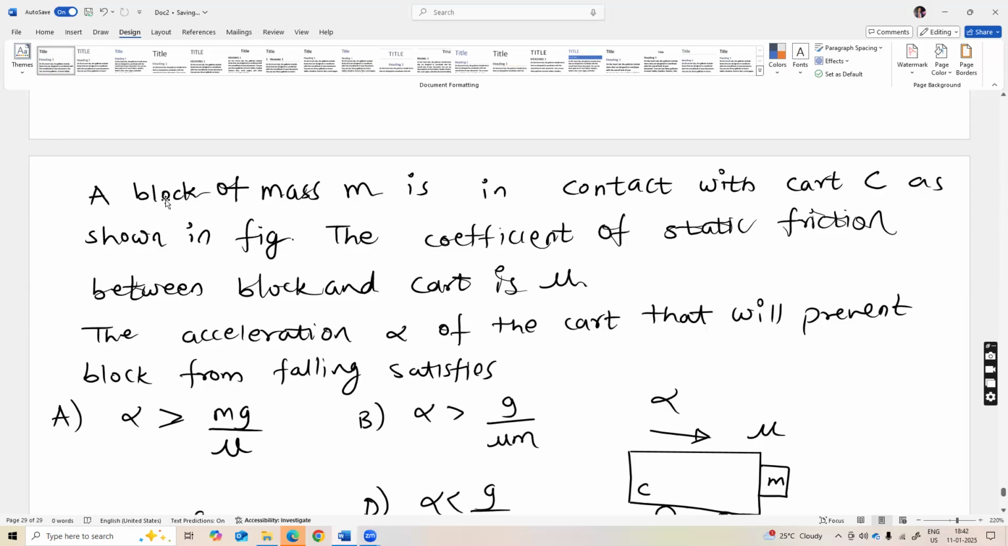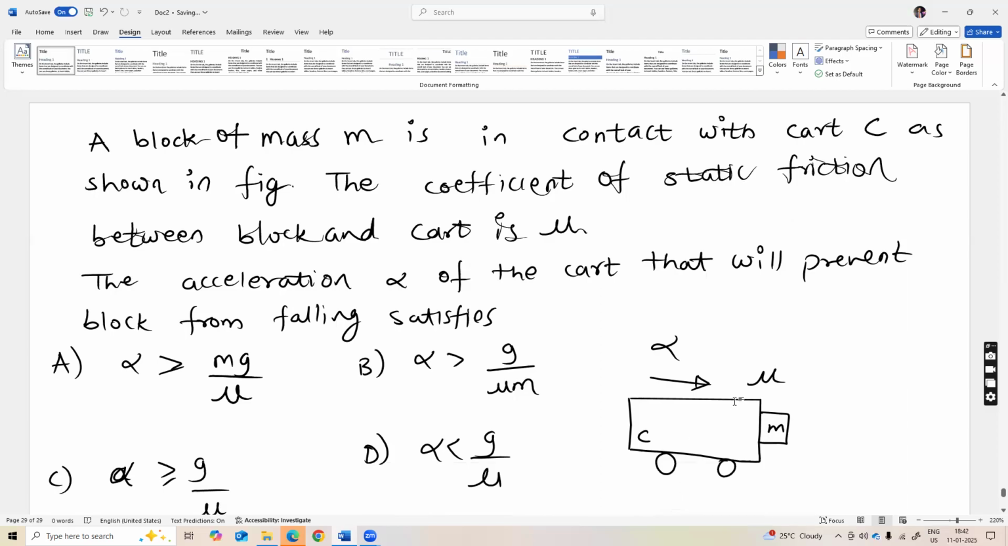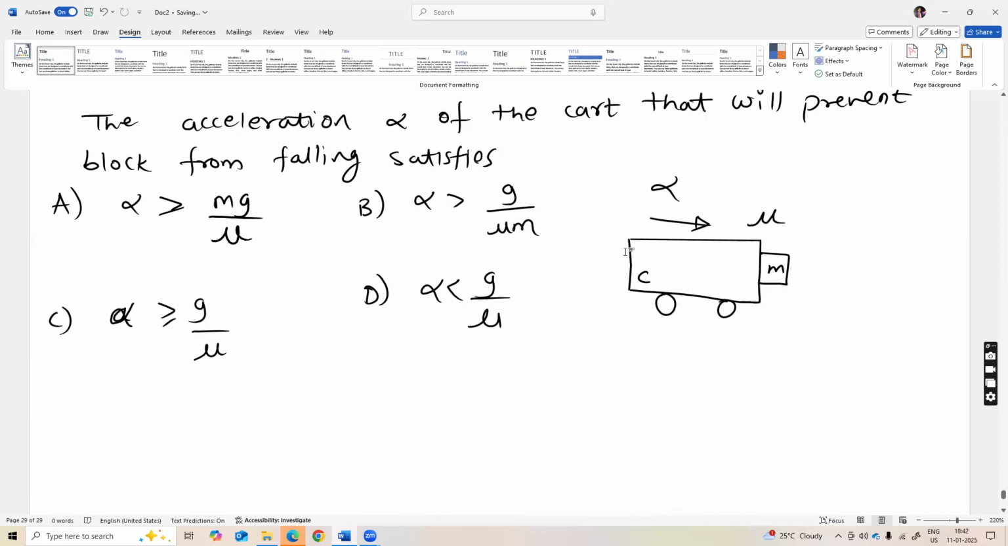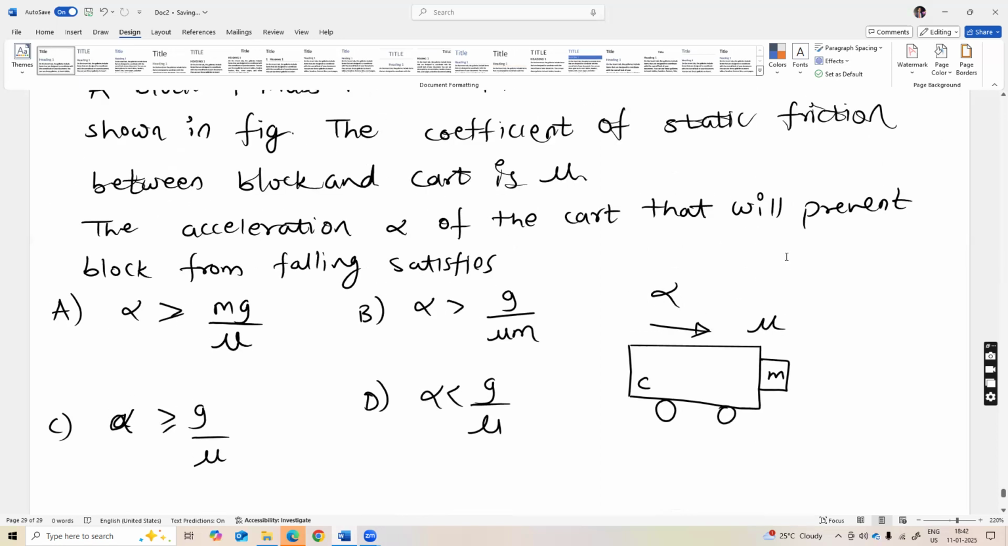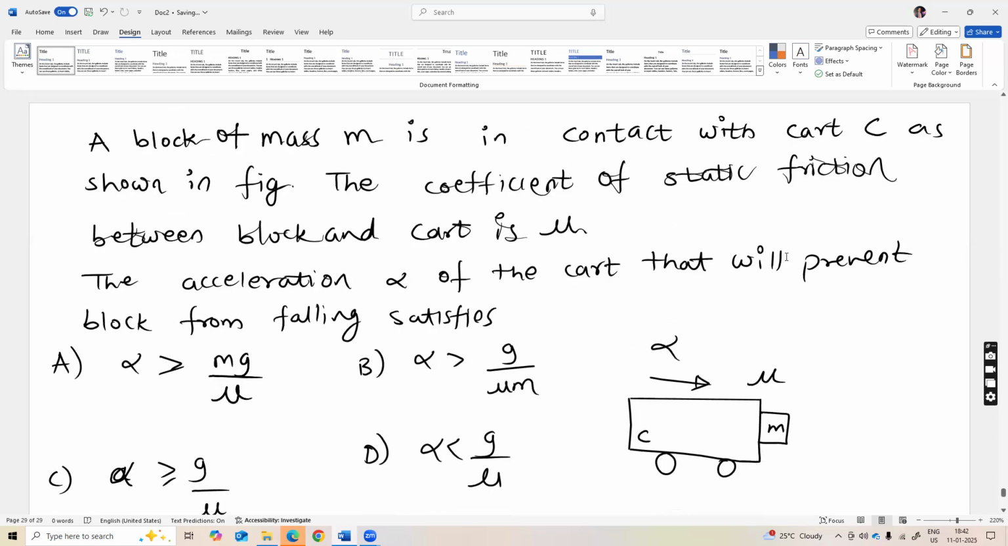Okay, so we are solving one previous question. This is the block of mass m. It is in contact with cart C, as shown in the figure. The coefficient of friction between them is mu. The cart is moving with acceleration alpha. So find out for what acceleration alpha the block will not fall down. Is the question clear to you?